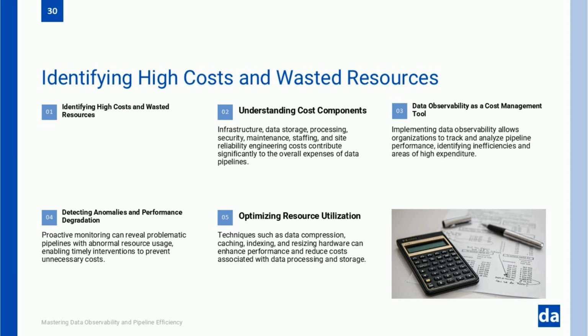The first step in managing costs is knowing where the waste occurs. Are there redundant processes? Is storage being over-provisioned? This is where you ask yourself, am I paying for resources I don't need? It's not about cutting corners, but optimizing value. 2. Understanding cost components. Let's break it down. The big contributors are infrastructure, servers, networks, and storage, security and maintenance. Ensuring compliance isn't cheap.